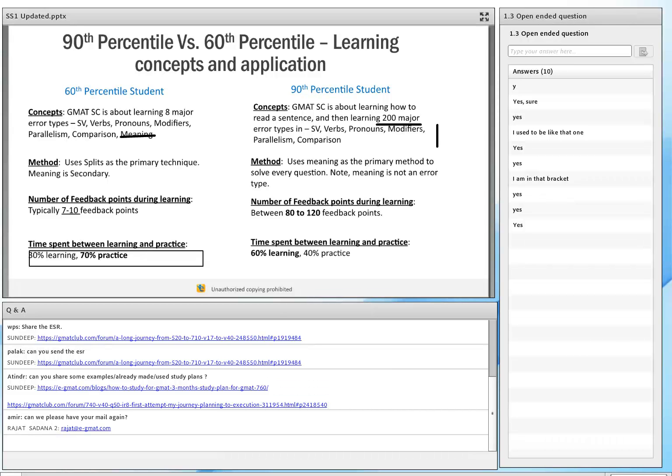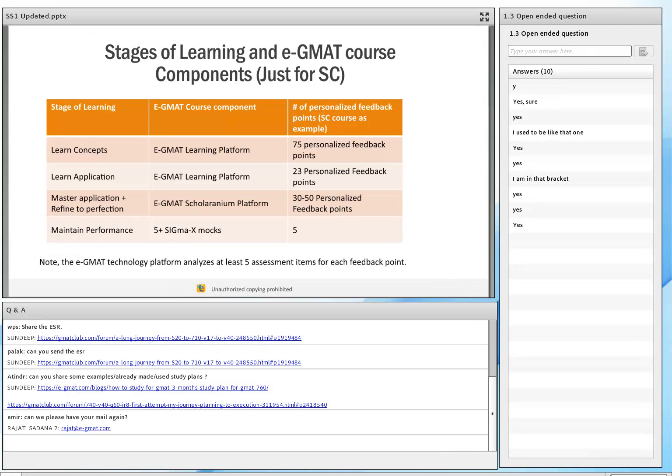And a 90th percentile guy spends about 60 to 70% of his time learning and purely 40% of his time practicing. Now, even when the person spends that 40% of the time practicing, a 90th percentile guy spends more time per unit question revising his mistakes, about 3 times as much time per unit question revising his mistakes than a 60th percentile guy. What's the feedback point? We're going to talk about this, Amir, in about 10 minutes or so.